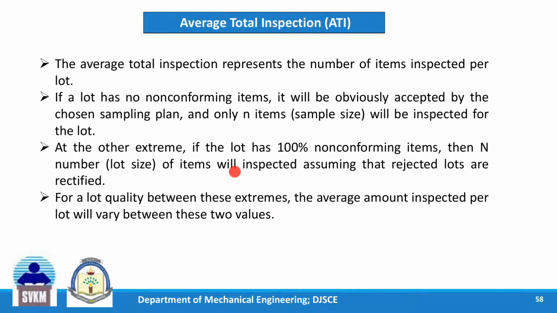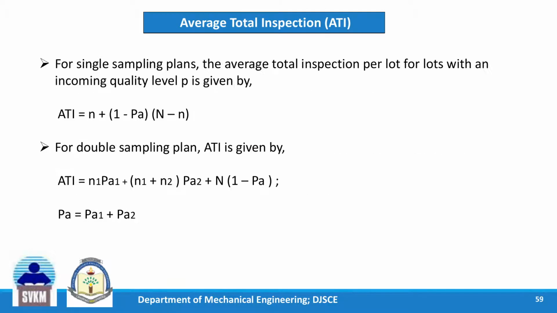Suppose it is a double sampling plan. In that case also you can arrive at the acceptance number by counting a single lot or both the lots. Then in that case the number of inspected components will be less. So that's the meaning of this average total inspection.